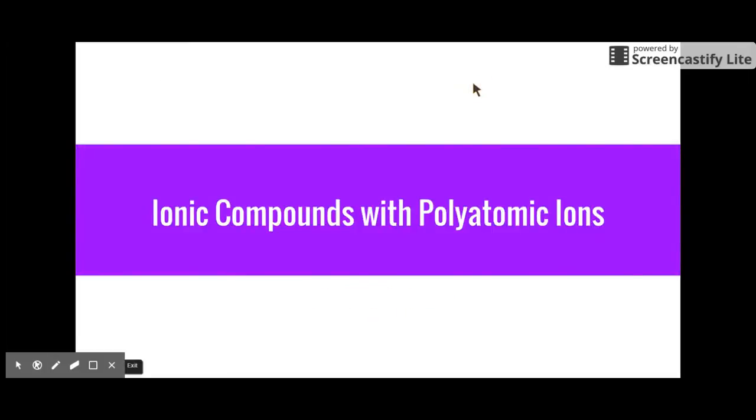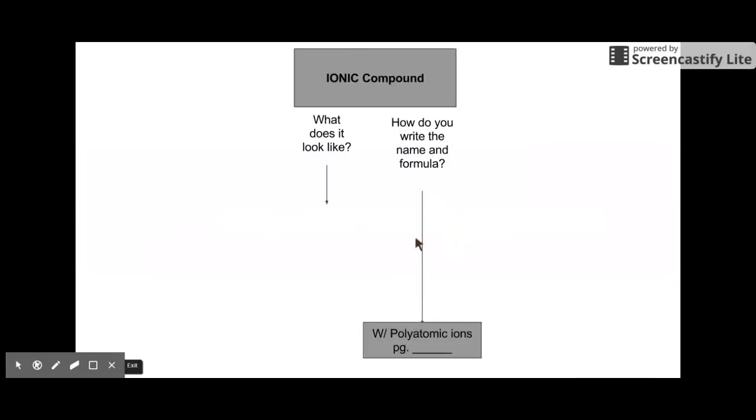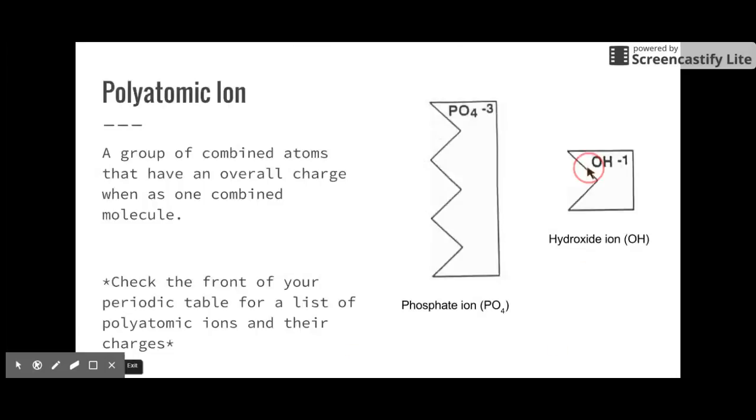Okay, let's talk about polyatomic ions. These are really kind of challenging because I think a lot of people don't understand what a polyatomic ion is. So we're going to talk about how to name and write formulas of ionic compounds with polyatomic ions. A polyatomic ion is this. It's a group of combined atoms that have an overall charge when as one combined molecule.